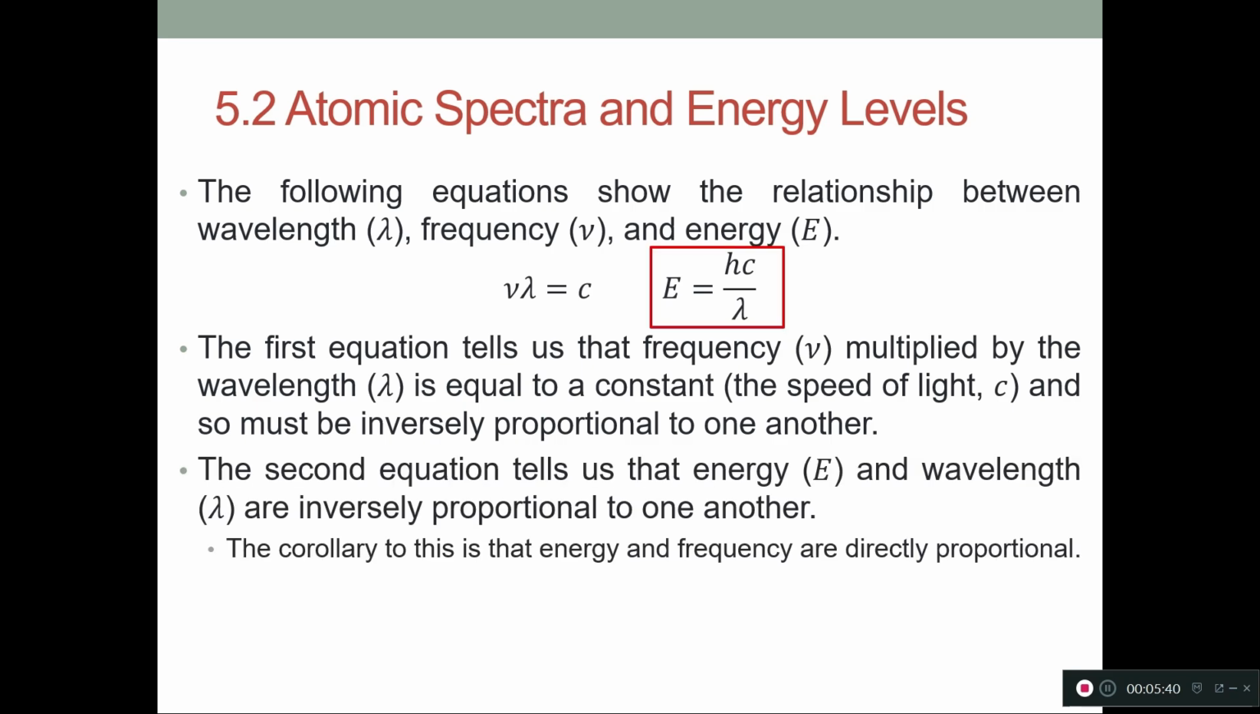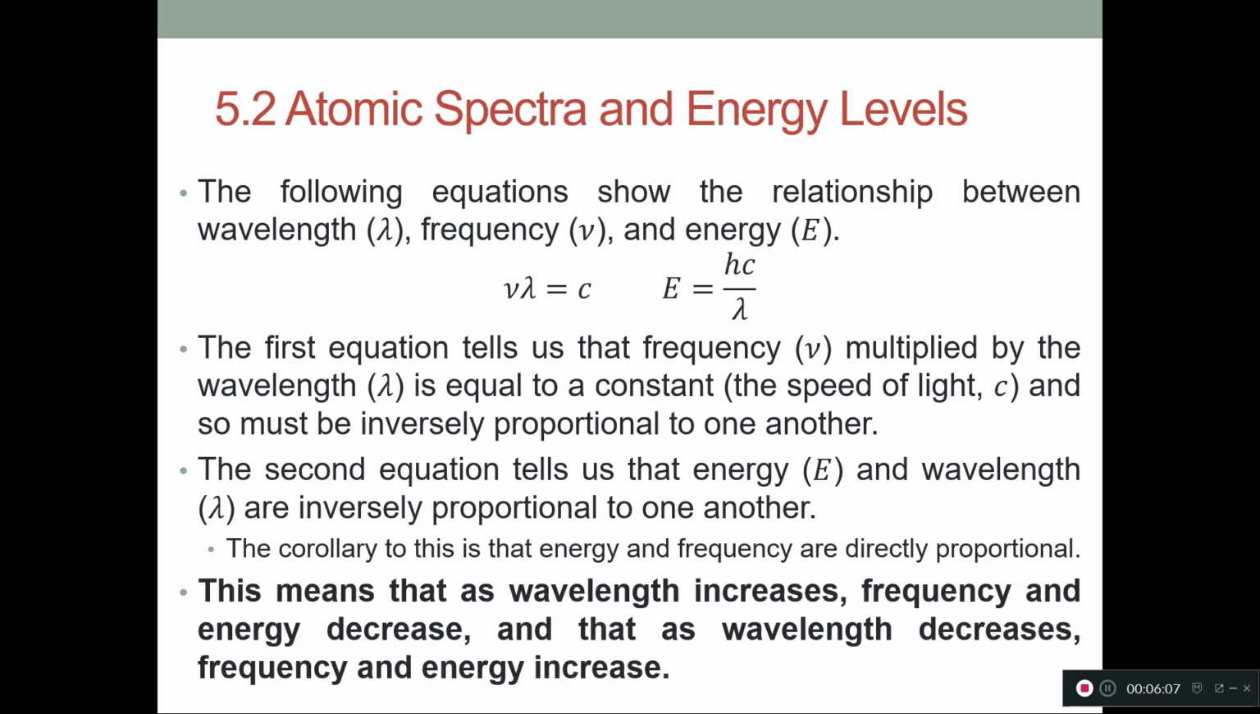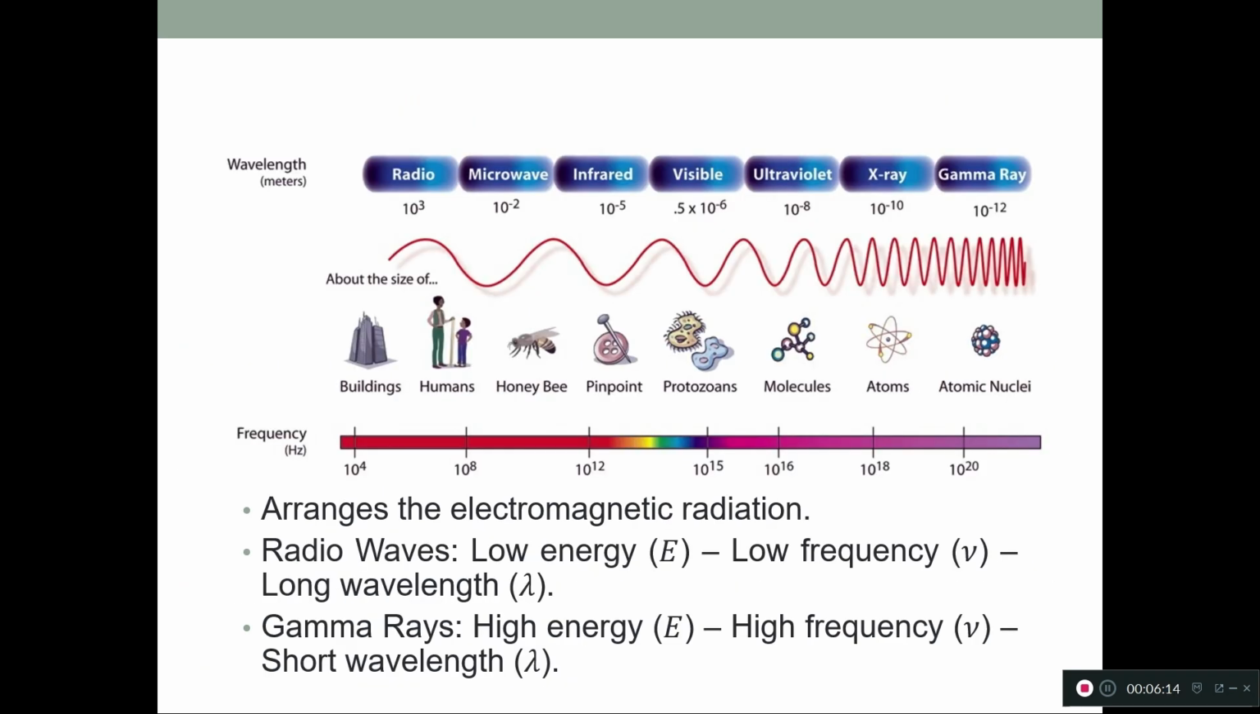Then this second equation here is telling us that the energy and the wavelength of light are inversely proportional. So as one of them increases, the other decreases. And since we said that the wavelength and the frequency are inversely proportional to each other, that must mean that the energy and the frequency are directly proportional to each other. So as energy increases, the frequency increases, and vice versa. And this means that as wavelength increases, frequency and energy decrease. That as wavelength decreases, frequency and energy increase.